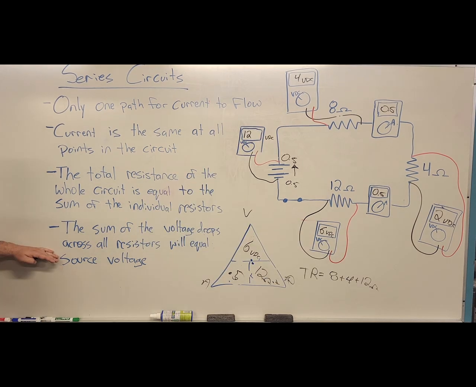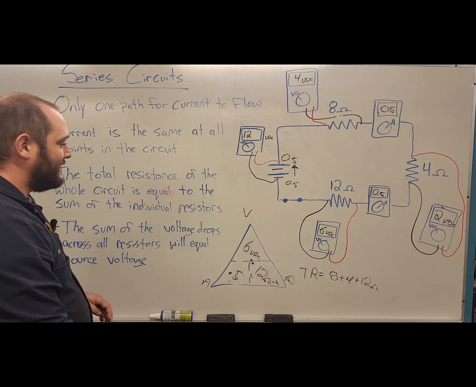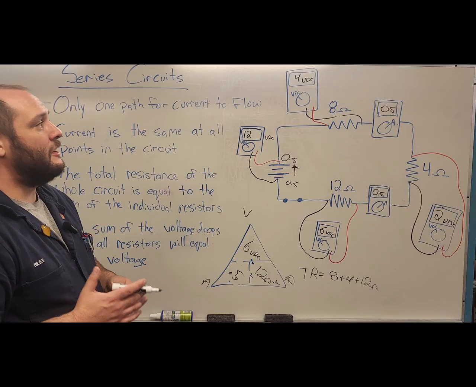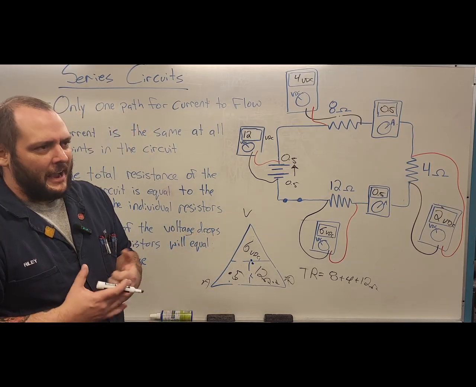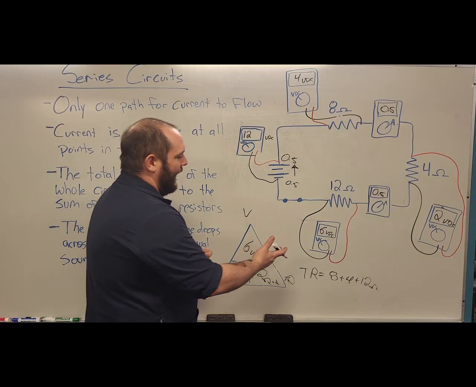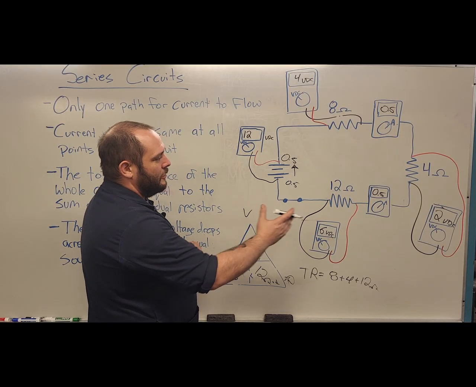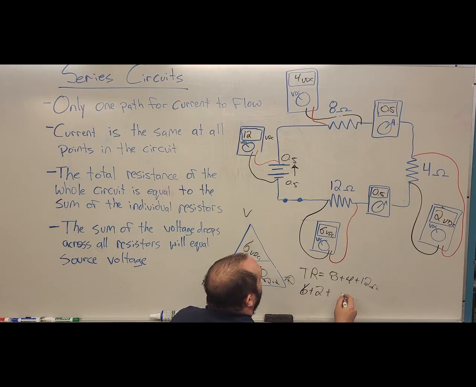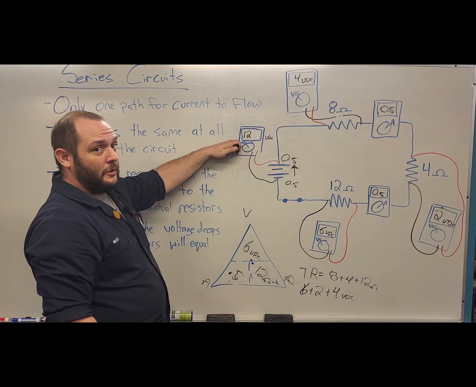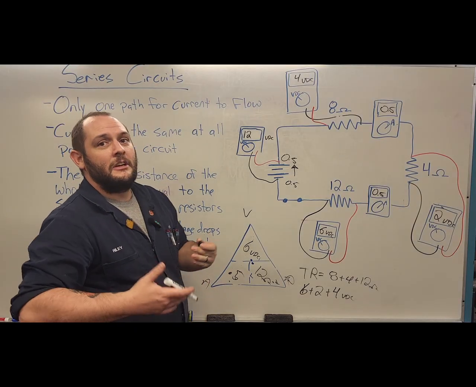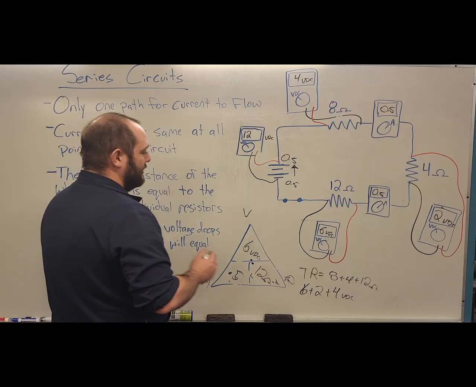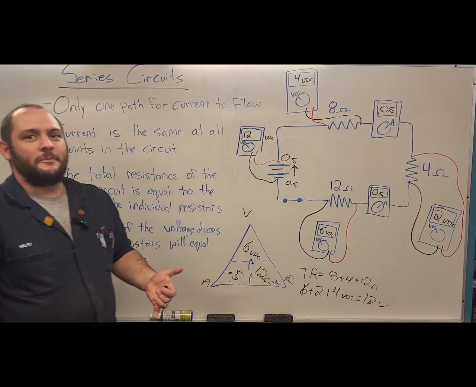Now, my fourth rule states that all of my voltage drops should equal source voltage. To double check the math, we're going to add our 6 volts to our 2 volts and add our 4 volts. And that should give me source voltage of 12 volts DC. 6 plus 2 gives me 8, plus my 4 gives me my 12. That equation has been solved.